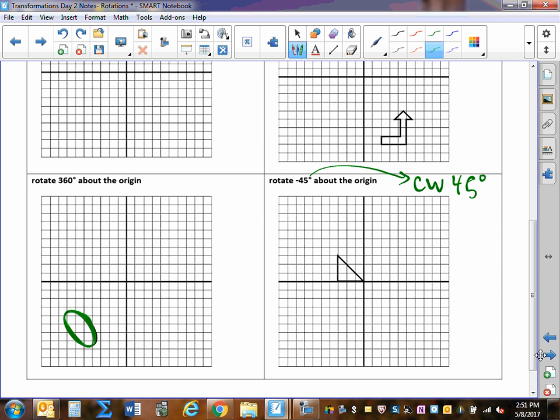Now, again, this is the challenge one. 90 would be exactly 1 quadrant. So go about half, right? So if it was 90, we know that it would look like that. So we want to go about halfway. So it would look approximately like this. Something about like that.